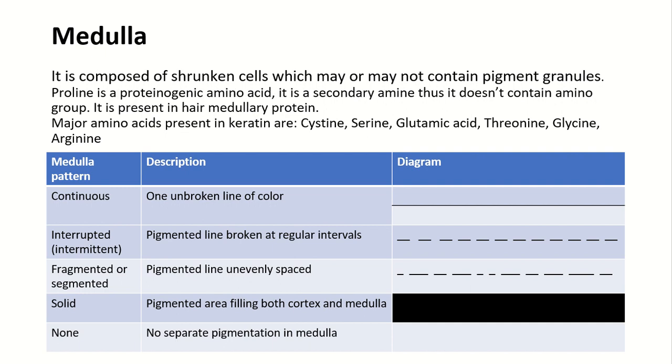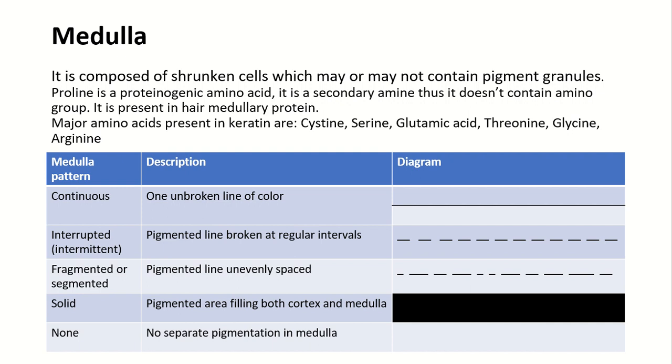Major amino acids present in keratin are cysteine, serine, glutamic acid, threonine, glycine, and arginine. Proline is a proteinogenic amino acid. It is a secondary amine and is present in hair medullary protein.